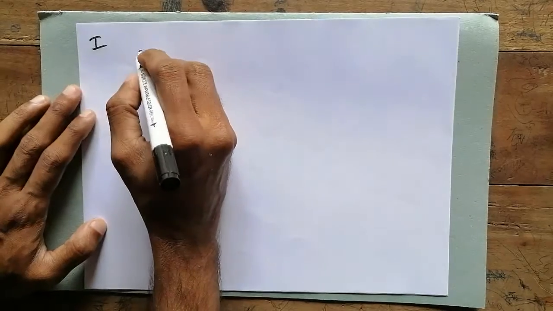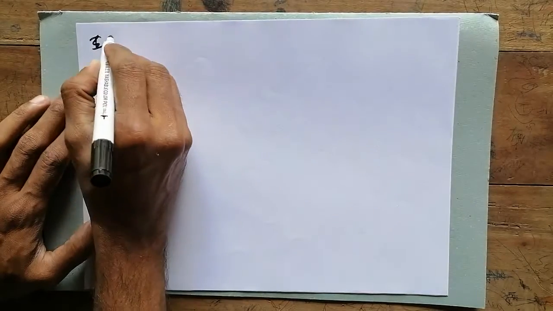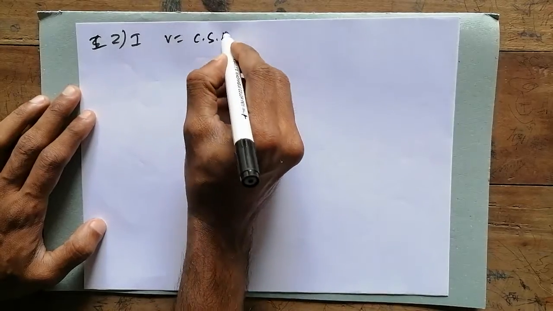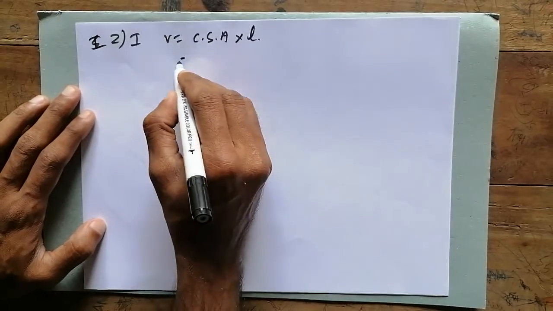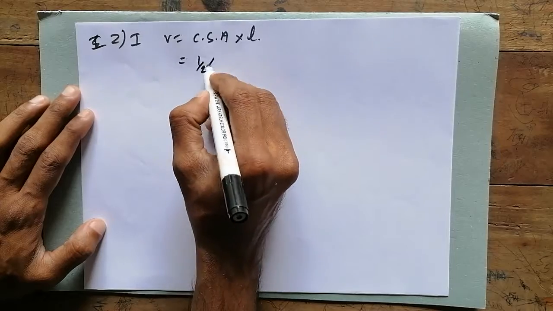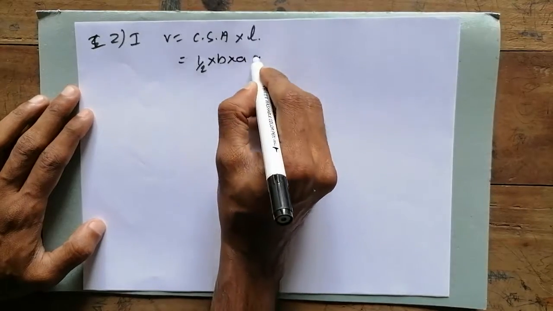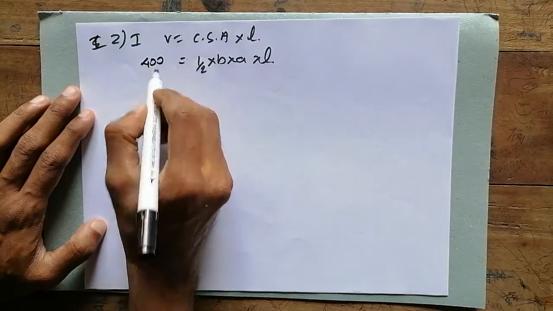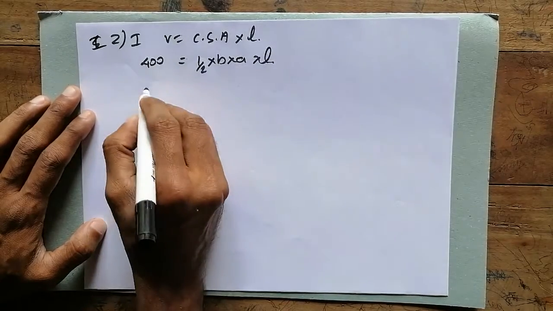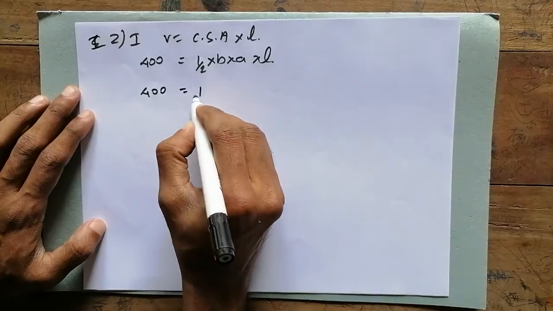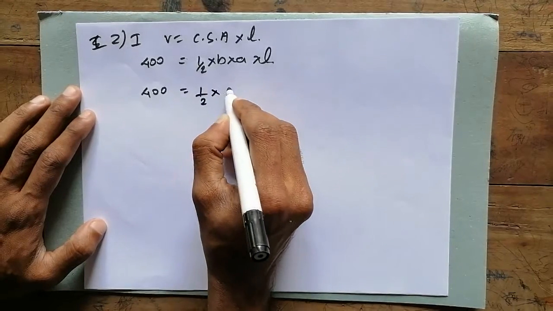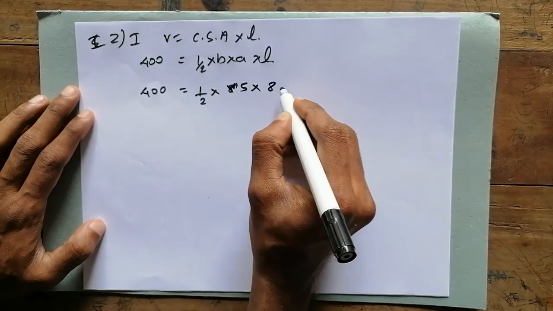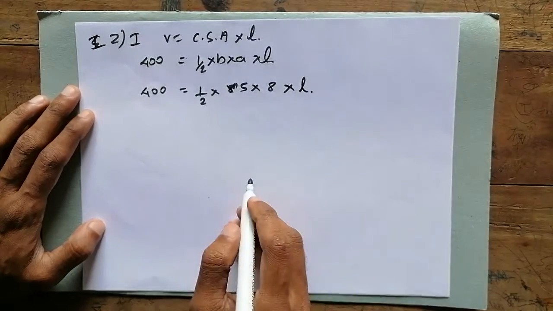Okay, we start with the equation. Volume equals cross sectional area times length. The cross sectional area is half times base times altitude, times length. So the volume is given, it's 400. So we substitute: the base is 5 and the height is 8. We need to find the length.